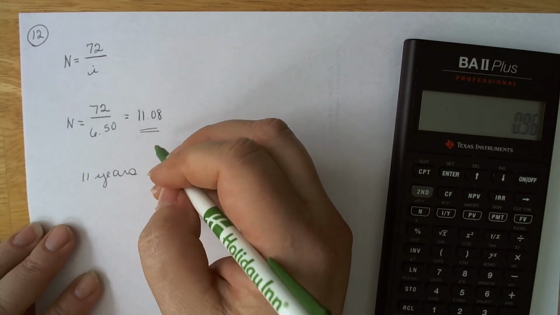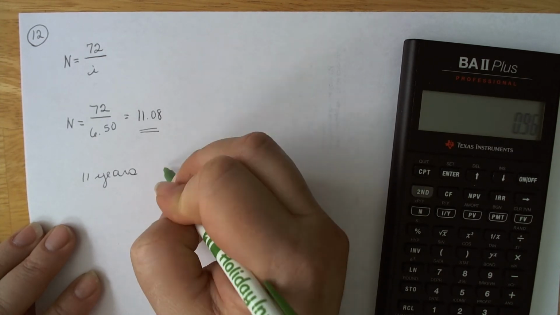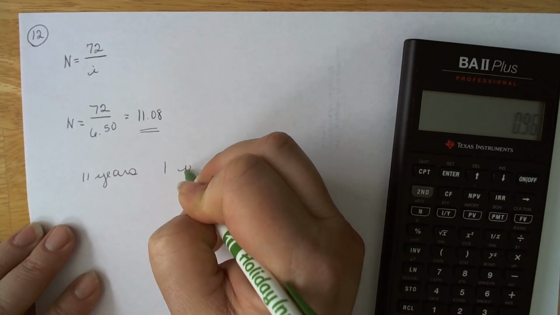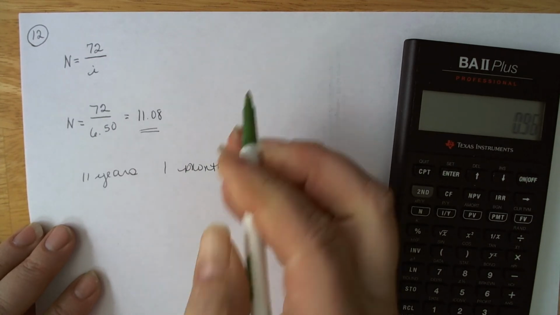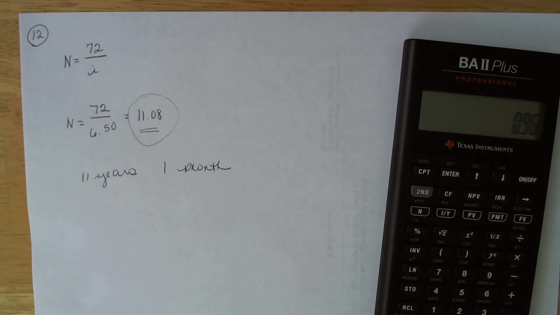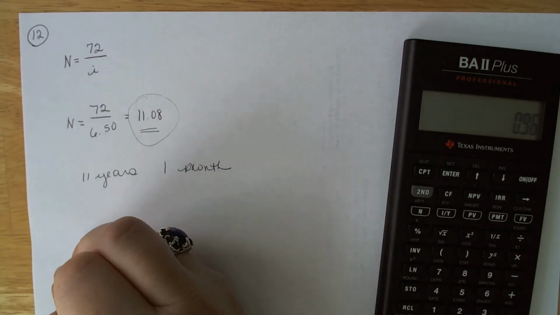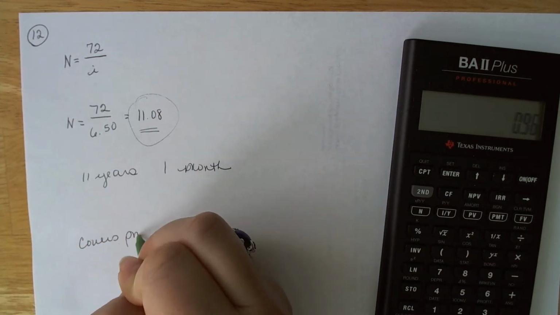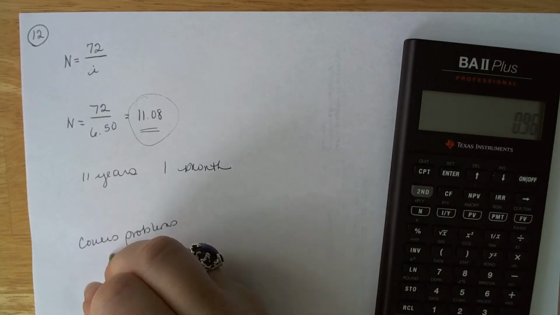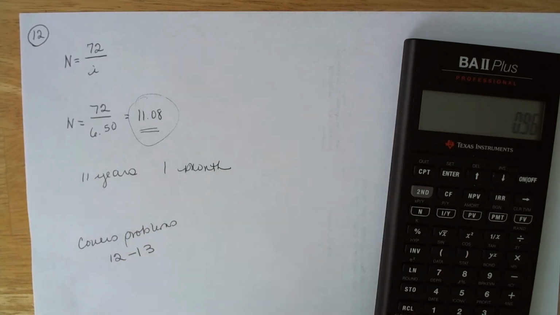So it would be, I would say, 11 years, 1 month. But the answer for Connect purposes is 11.08. And this covers problems 12 through 13.